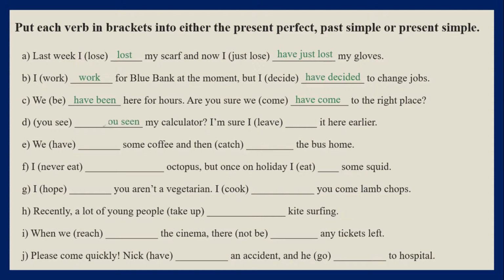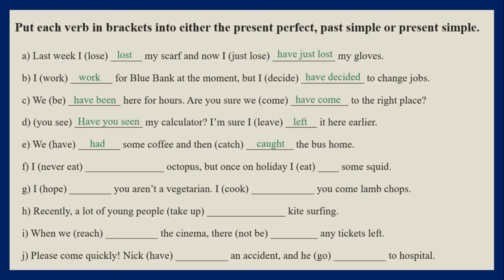D, "Have you seen my calculator?" It means until now. You're asking someone if they have the experience, one of the functions of present perfect, of seeing your calculator. "I'm sure I left it here earlier." Again, you have a specific past time, so we use past simple. E, "We had some coffee and then caught the bus home." Whenever you're telling a story, we don't generally use present perfect tense.